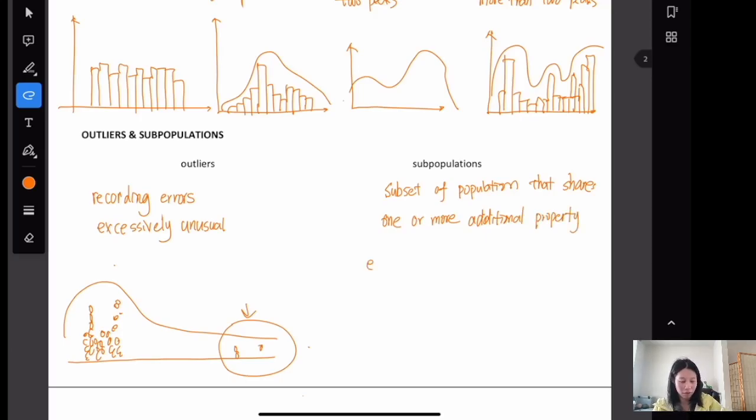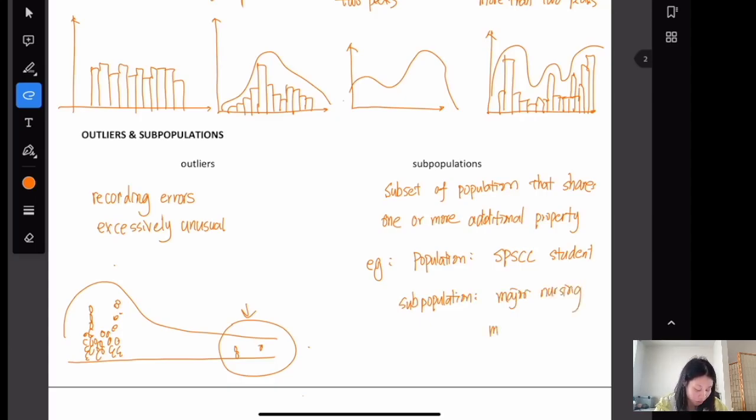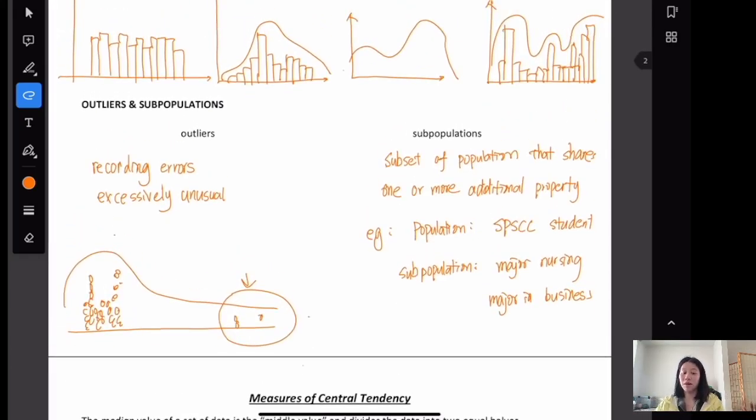A property, such as if we're trying to take a survey of SPSCC students. Our population is all of the SPSCC students. So the subpopulation can be students majoring in the nursing program or students majoring in the business program. Or you can separate the subpopulation by students who started SPSCC in 2024 or students who started in 2023. Okay, so here is how we describe the graph of data.